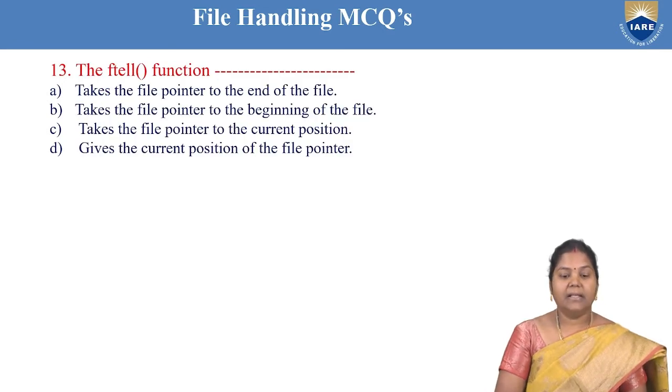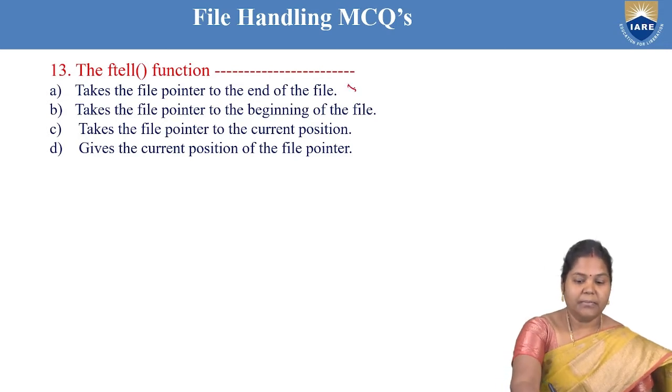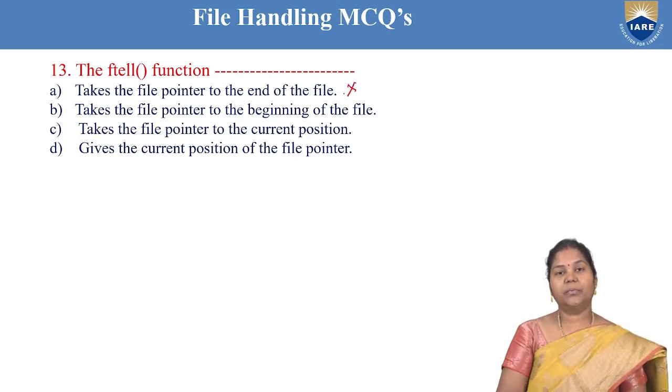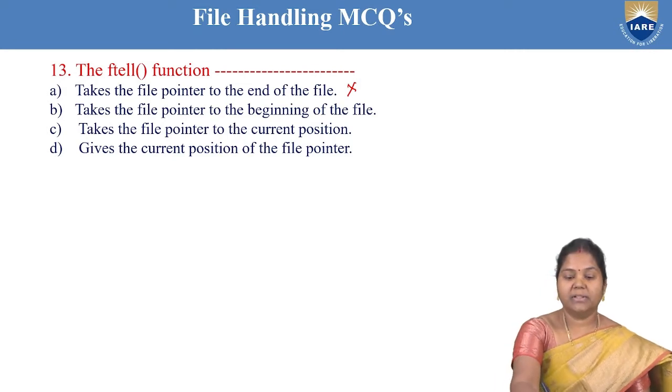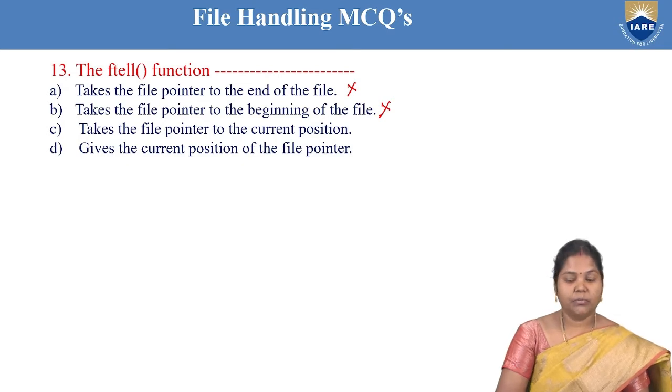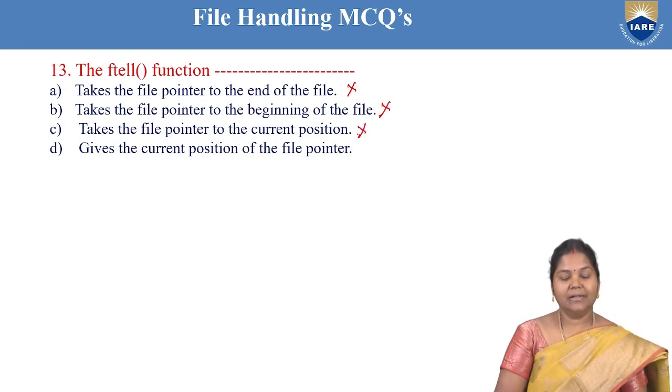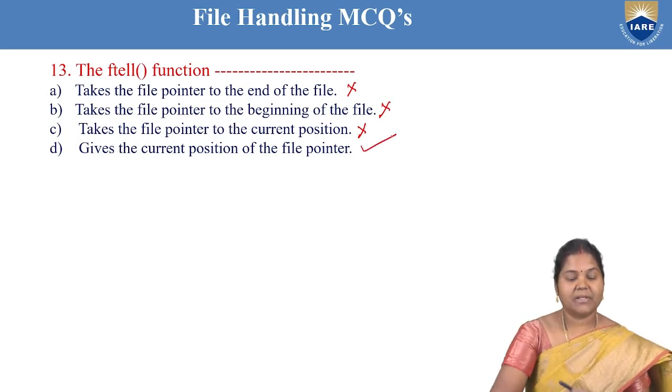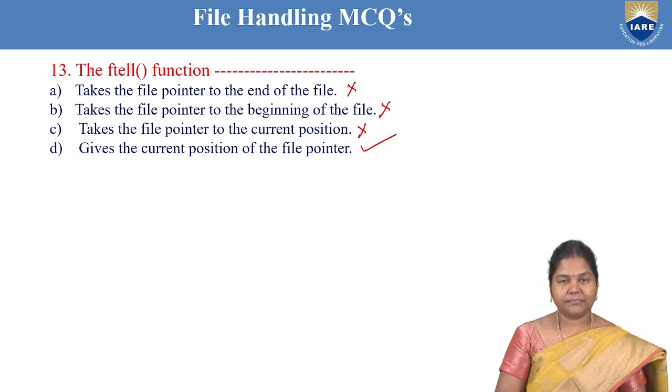Now, the next question is related to the ftell function. What is the ftell function doing? Does it take the file pointer to the end of the file? No, because you can take the file pointer to the end of the file using either rewind or the fseek function. Does it take the file pointer to the beginning? No, that is done by the rewind function. Does it take the file pointer to the current position? No, that is also done through the fseek function. It gives the current position of the file pointer. That is the correct answer. So the answer to this question is D.